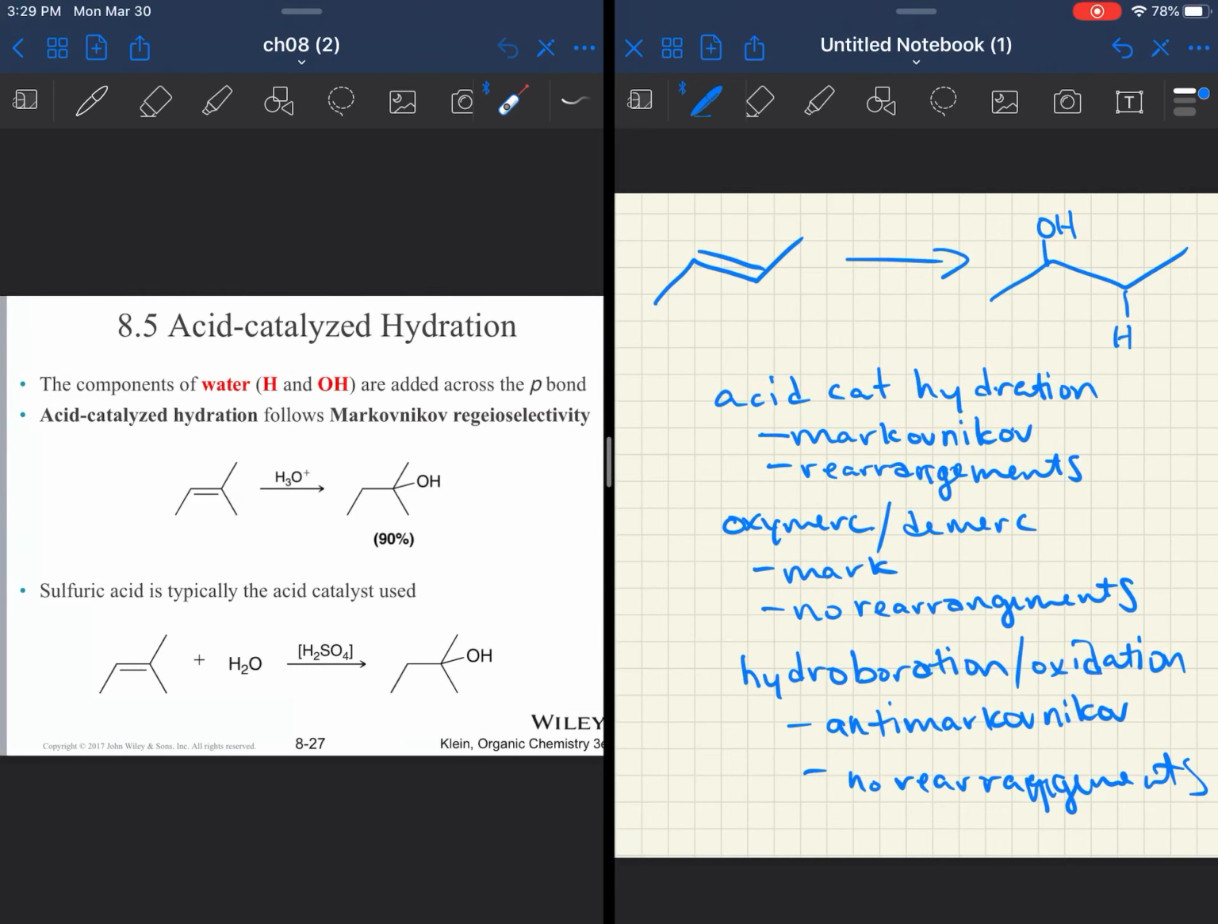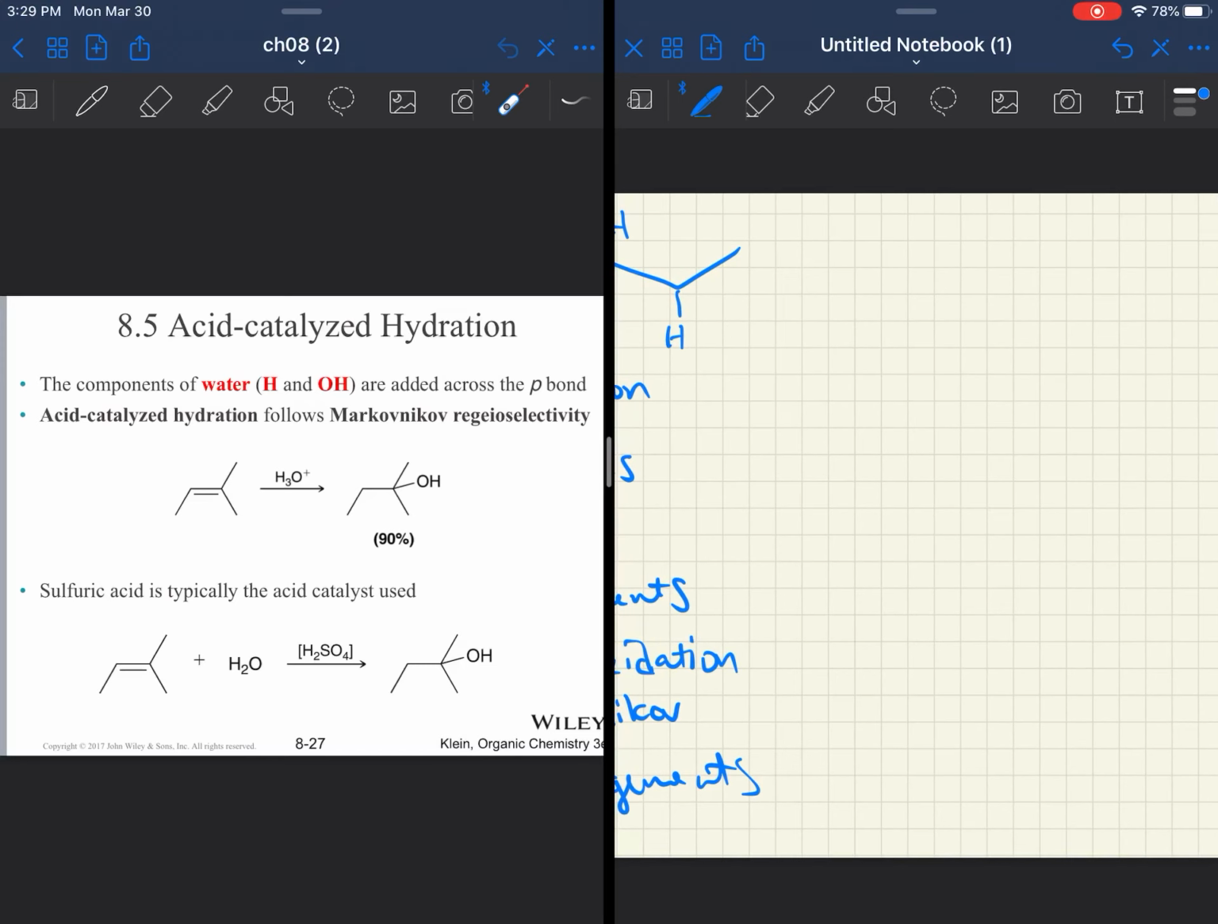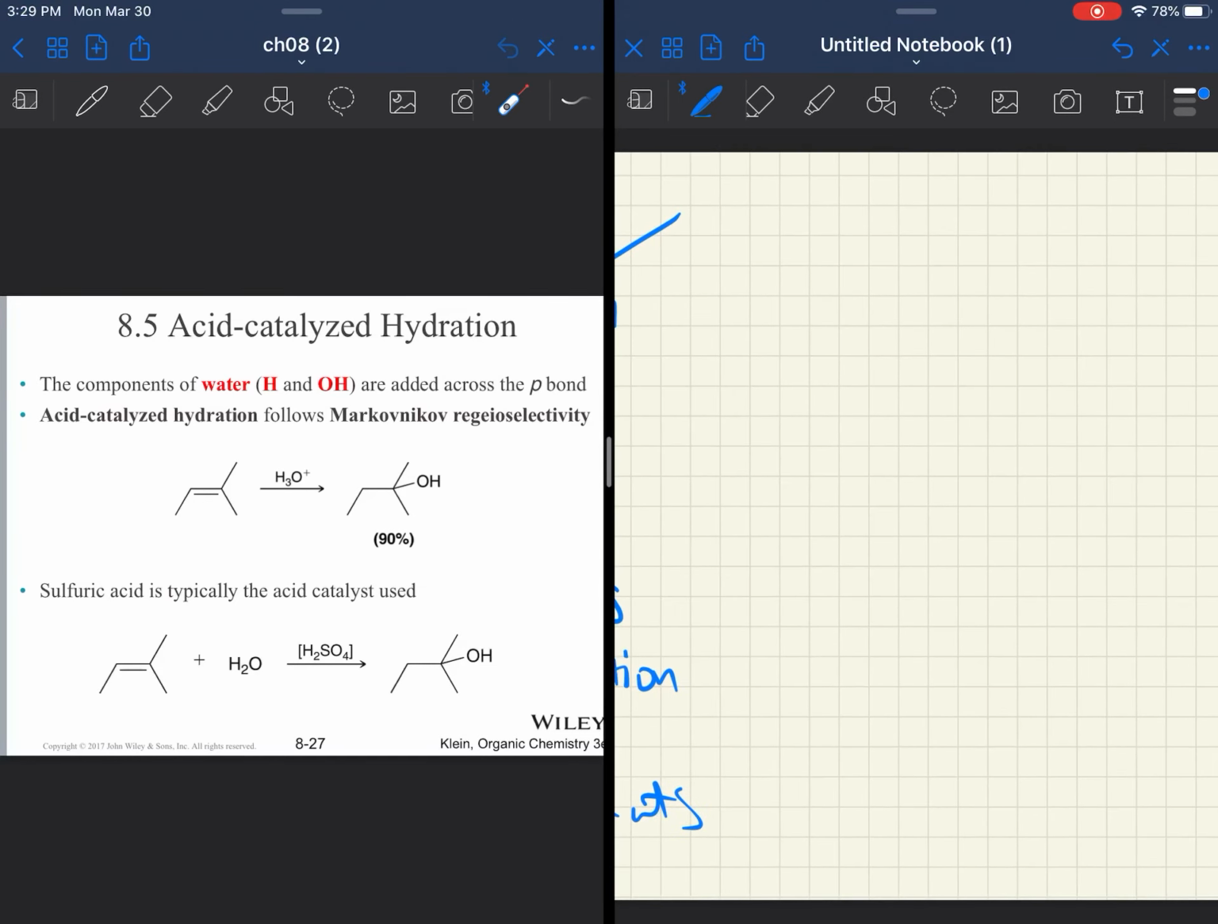Well, that should say rearrangements. Here we go. Okay, acid catalyzed hydration. As you can see, it's going to start with an alkene. This is a chapter all about adding to double bonds. And now we're using H3O+. We're using dilute acid. That's the point.